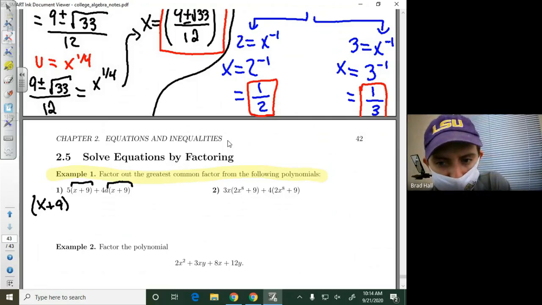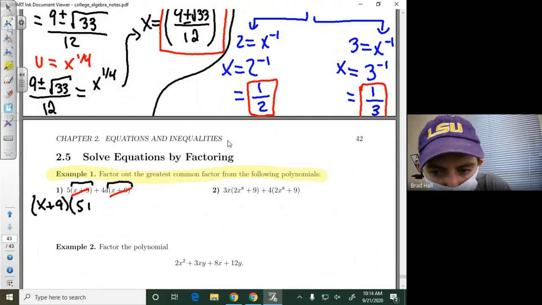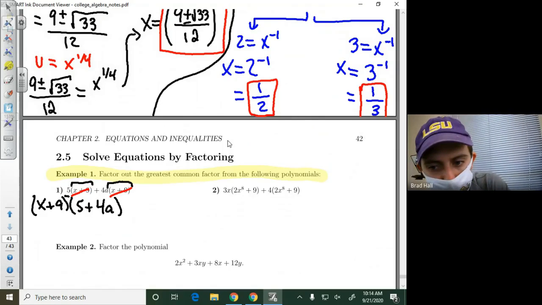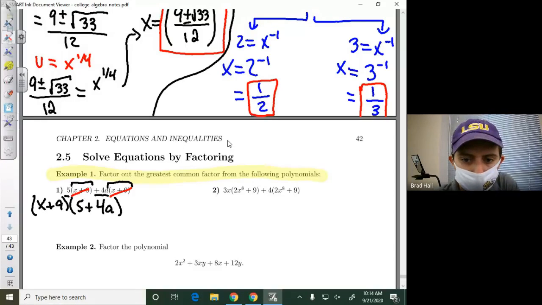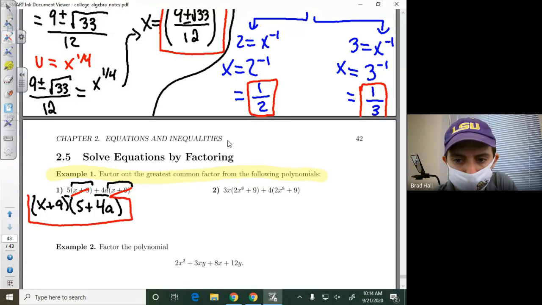So what does that look like after we factor out the x plus 9s? What's left over is 5 plus 4a. I see a 5 over here, and I see a plus 4a over here. And that's it. We're already done. That's all they asked us to do. So this would be your answer. Nothing more. It doesn't want you to solve anything. It just wants you to factor.